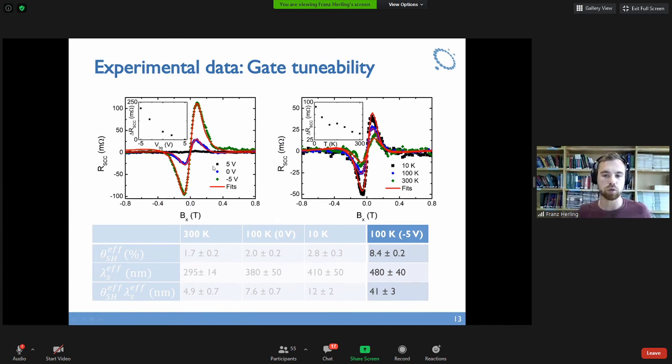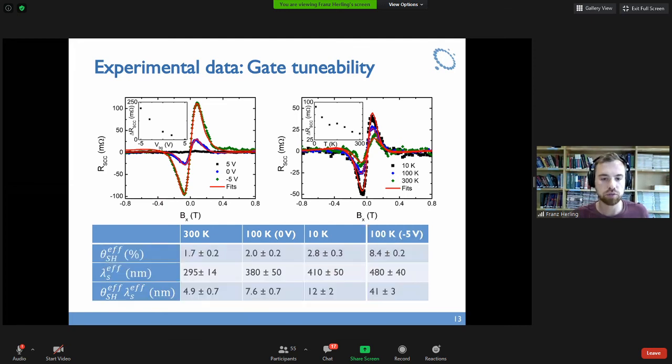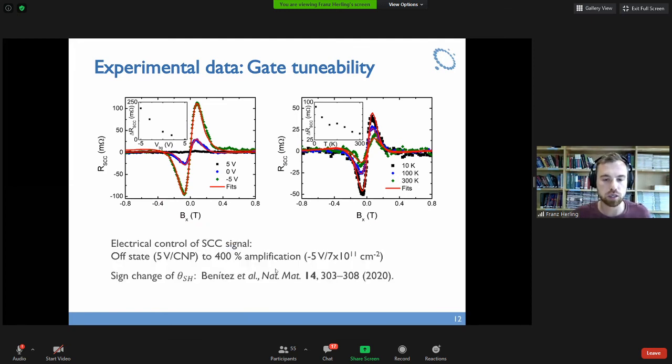But what has been seen in this paper, where I put the reference, is that you are actually able at low temperatures to change the sign of the spin-Hall effect. I think at 100K, and it didn't change sign at room temperature when controlling the backgate and going from the hole to the electron regime.